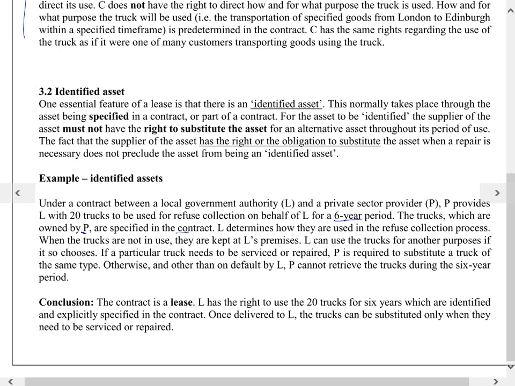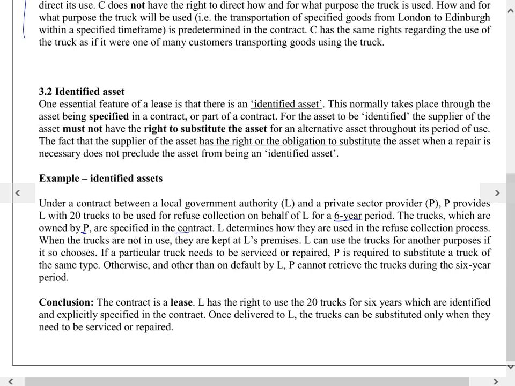Which asset are we looking at? The truck. L, the local authority, determines how they are used in the refuse collection. They determine how they are going to be used. When the trucks are not in use, they are kept in L's premises. So when we look at the right, who has got the right now? L. So the right is with L.